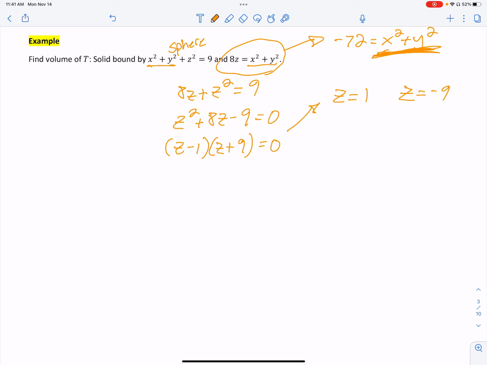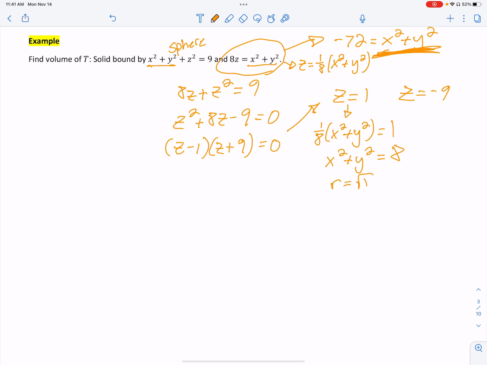Well, z equals 1, right? If I take this and solve for z, z is equal to 1/8 x squared plus y squared. So if I set that equal to 1 and keep solving, x squared plus y squared equals 8, right? That's multiplying both sides by 8.